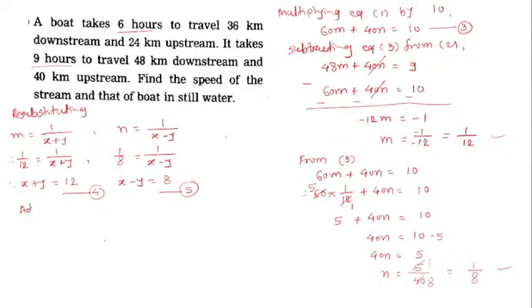So by adding these two equations, we can get the values of x and y. So adding equation 4 and 5, we have x plus y is equal to 12, this is the fourth equation, plus x minus y is equal to 8, this is the fifth equation. As we are adding, we don't need to change the signs in the second equation. So plus y minus y will cancel, x plus x is 2x, 12 plus 8, that's 20.